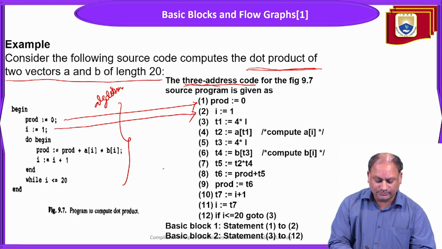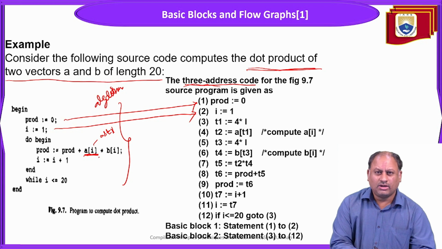Here the third statement computes T1 and T2. Now A of T1 is to be computed. Suppose A of i is given, but if you consider T1 as i, then A of T1 is to be computed. Now what is the index here? T1.